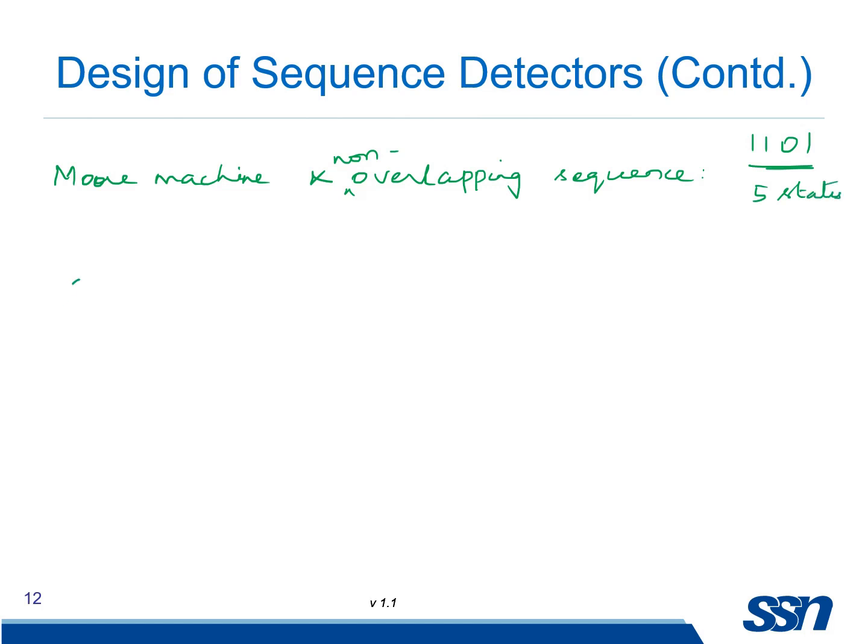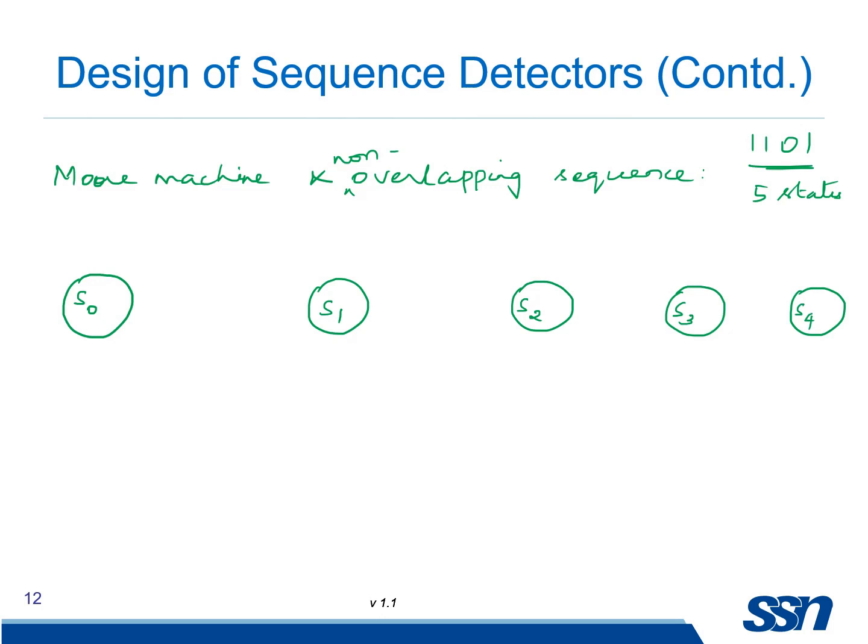So let us assume S0, S1, S2, S3 and S4. With the Moore machine, we know the output will depend only on the present state. So what we need to do is give the output condition also along with the states. Our sequence is that once I receive 1101, that is the sequence we have to detect.